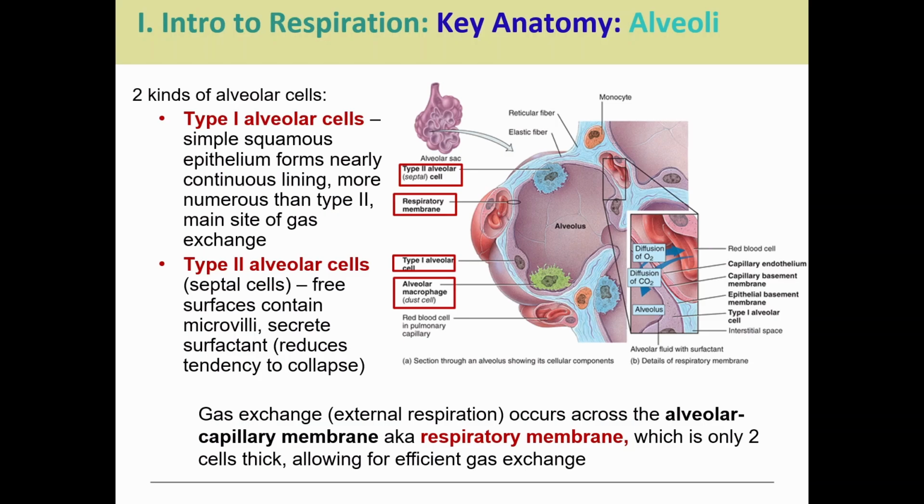When we're saying gas exchange, what we're really talking about is the exchange of oxygen and carbon dioxide. Since we're talking about the lungs, we're talking about external respiration, which means we're making that exchange between the alveoli and the capillary membrane. This is super, super thin. We only have 2 layers of cells here, and this makes it really easy, quick and efficient. So you have one cell from the capillary side and one cell from the alveolar side. So 2 cells maximum is what oxygen or carbon dioxide has to pass through.